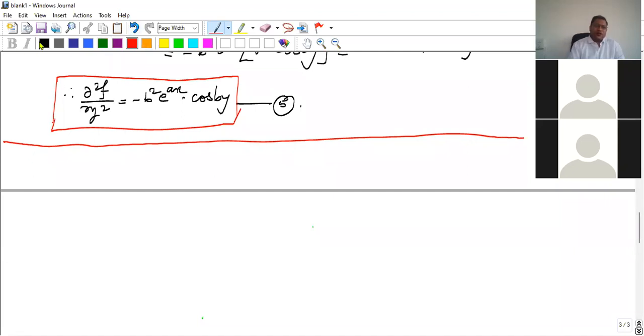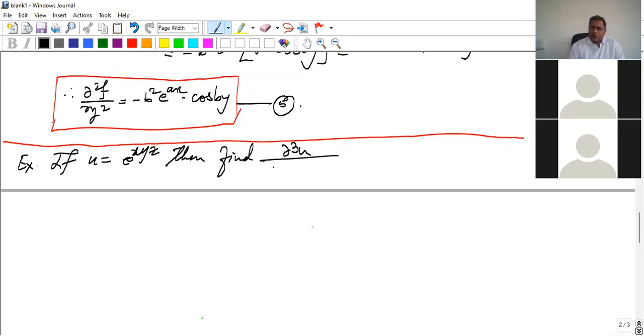Okay, so we go for another example. If u is equal to e^(xyz), then find ∂³u/∂x∂y∂z. We need to understand the question properly. Here u is a function of x, y, and z, and u is e^(xyz). Then we have to find this derivative.